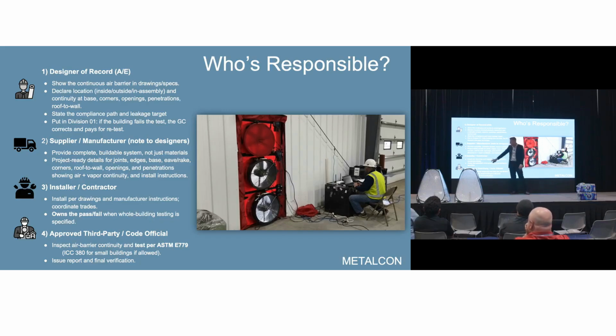And now we've got installing contractors. This is where the code also adds some teeth. The code is very, very specific starting in 2021 that if you do a blower door test and it fails, the person responsible that owns it is the contractor, not the manufacturer, not the architect. The installing contractor. Slightly vague over if that's the GC or the erector, but it definitely falls in that family.